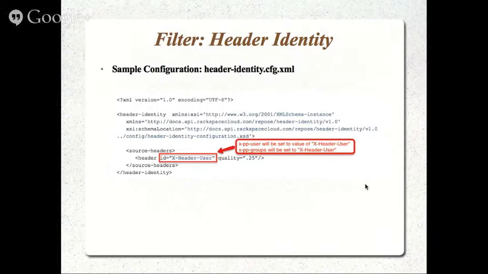x-header-user. You can also specify quality that is applied for this specific header for XPP user and XPP groups, and in this case, quality happens to be set to 0.25.